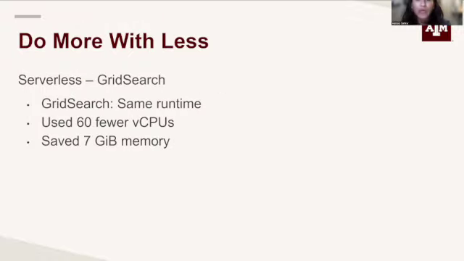These results show that Escra didn't just win in the microservice test, but also thrived in the serverless test. Both OpenWhisk and Escra plus OpenWhisk ran the same batch job, but Escra used 60 fewer vCPUs and saved 7 gigabytes of memory. This is like getting the same job done with half the servers.